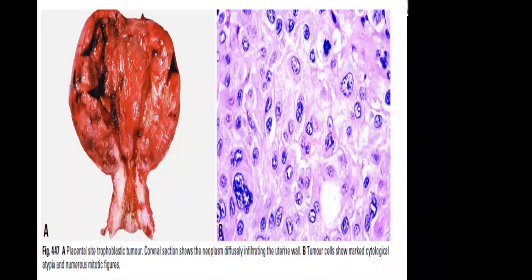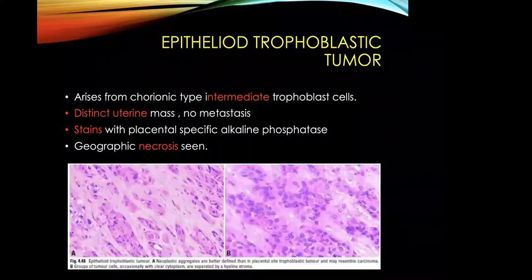And it diffusely infiltrates the uterine wall on the left hand side, while on the right hand side, you find there is a marked cytological atypia, numerous mitotic figures, hyperchromasia, and alteration in the intercytoplasmic nuclear ratio.